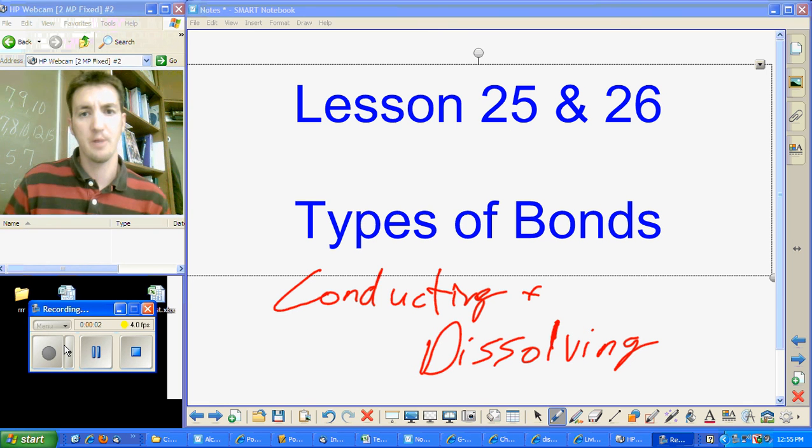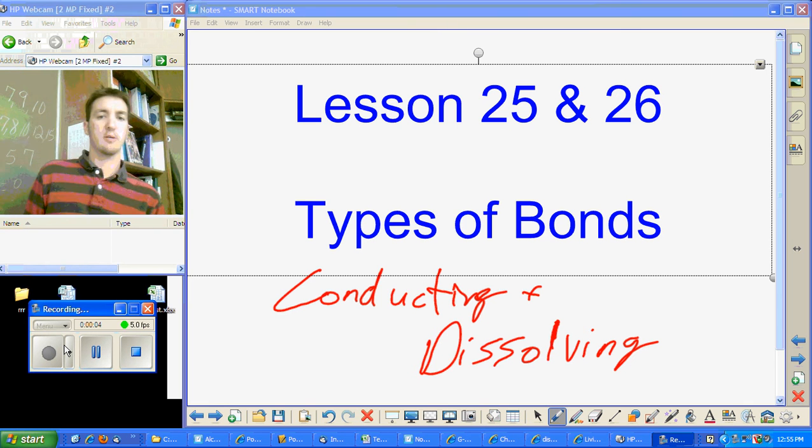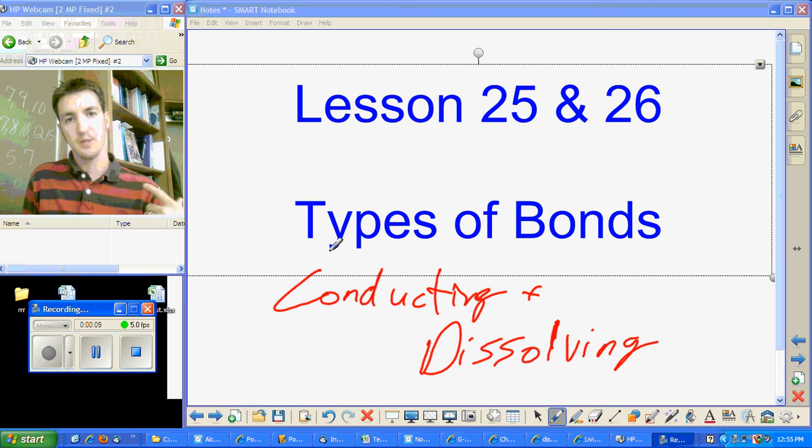Hey, Mr. Kern here. This is lesson 25 and 26, looking at types of bonds. In particular, we just did the lab where we are seeing if things conduct and dissolve. So we'll look at why different substances will conduct electricity and why different ones will dissolve.